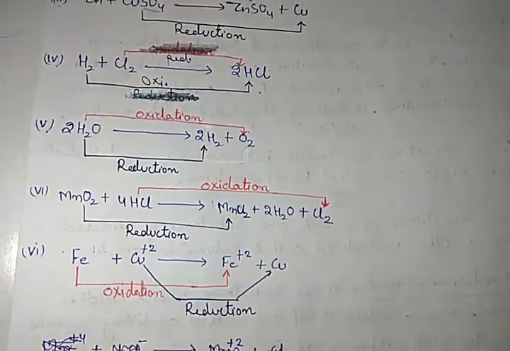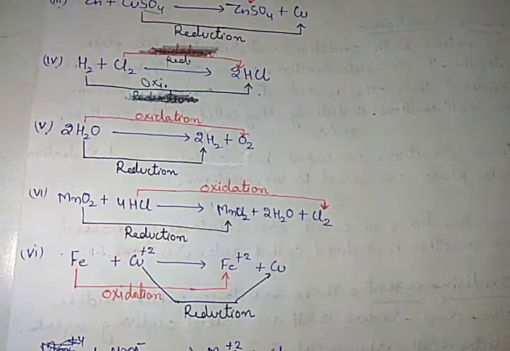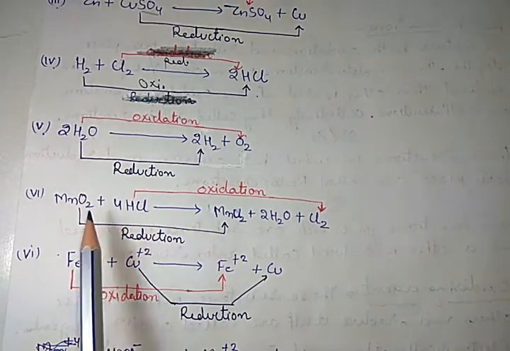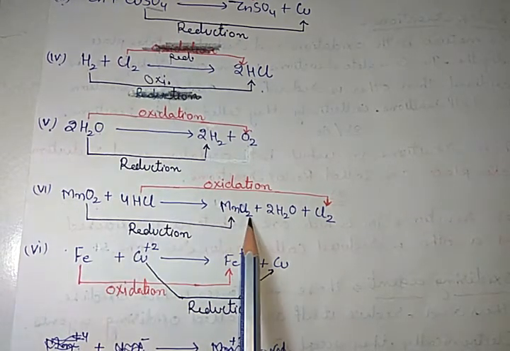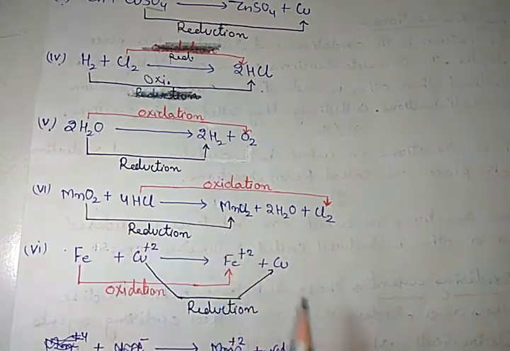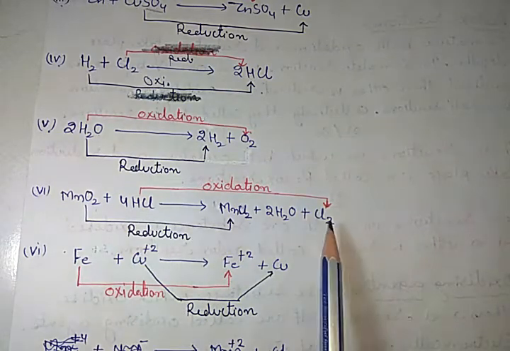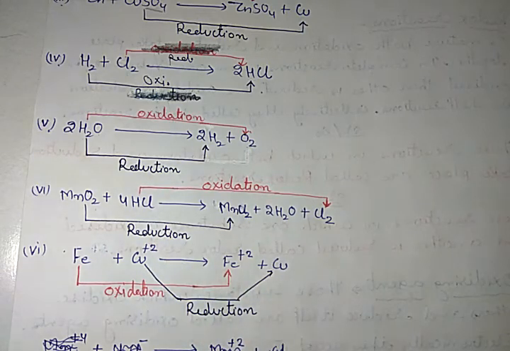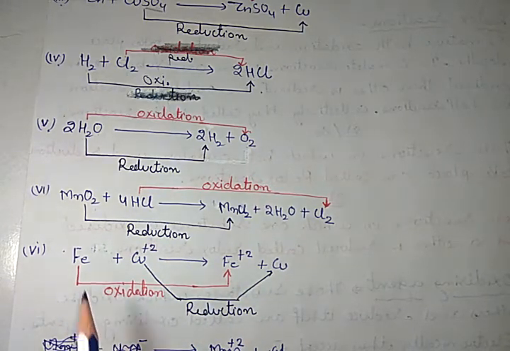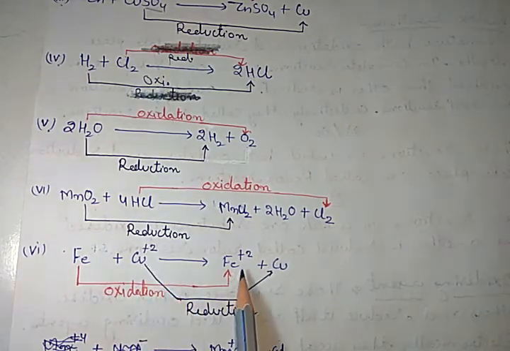Now next example, MnO2 plus 4HCl forming MnCl2 plus H2O plus Cl2. Here and here we can identify that manganese is combined with oxygen, but here there is removal of oxygen, so that is reduction. Here chlorine is bonded with hydrogen, but here it loses it, and you know that removal of hydrogen is known as oxidation. Clear?